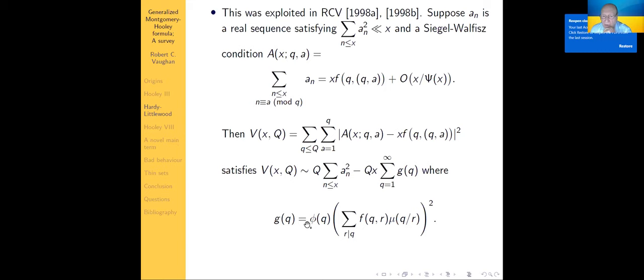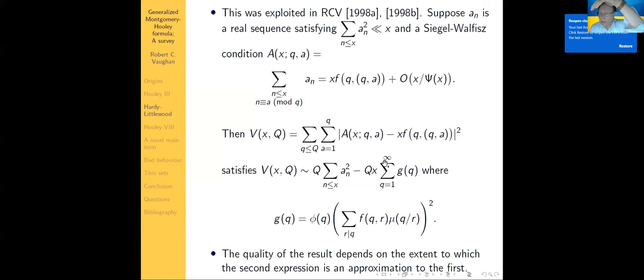And although I've written this function g of q in this rather complicated form, it turns out that it corresponds to the major arcs. It's actually the singular series, which arises from considering that integral I wrote down previously. What you have here corresponds to the L2 mean of the whole integral, and this one corresponds to major arcs, and so this difference ought to correspond to minor arcs. So if your functions are such that the minor arcs are large, then you're going to get something which behaves like Qx. But if the minor arcs are small, as they are with the square-free numbers, with the k-free numbers, then you get something substantially smaller than that.